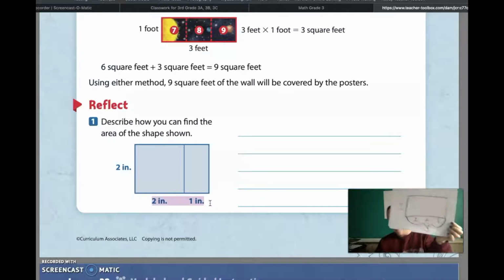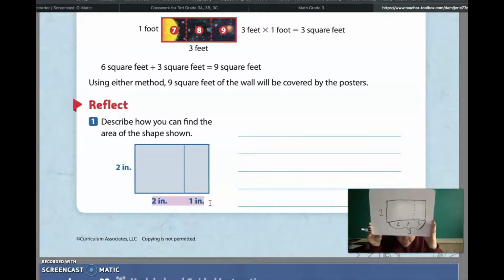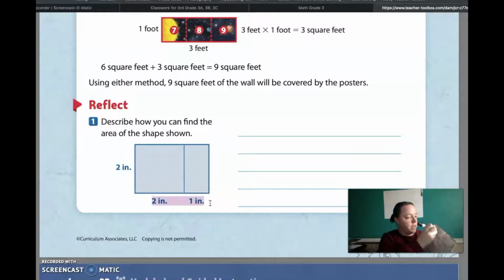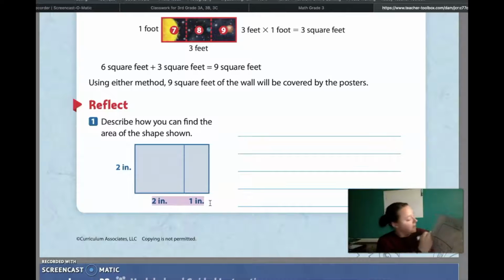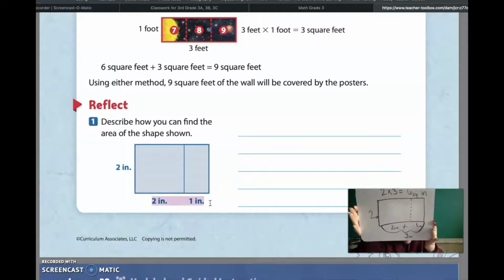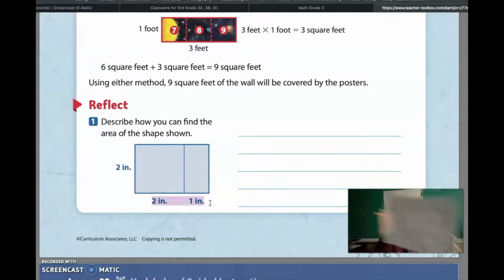So how can we find the area of the total that is on this wall or of the shape? If you said we can do 2 times 3, you are correct. We could do 2 times 3 equals 6 square inches. And Miss Barker actually forgot to label her sides, so she's going to write inches on them. There. Good.